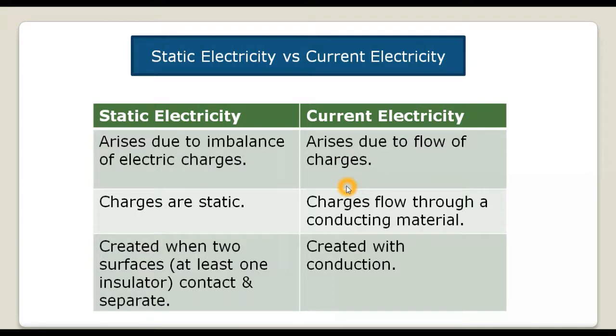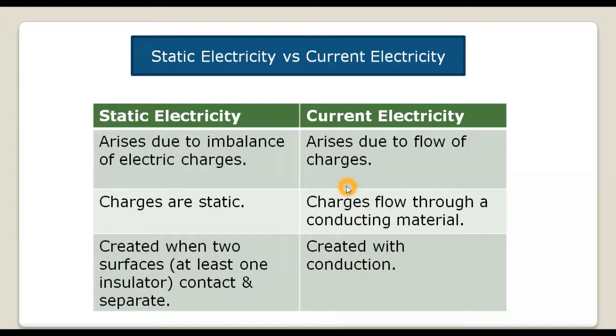So again, we have good as well as poor conductors of electricity. If you look at good conductors, they allow electricity to pass through them. That is why they allow the flow of charges through them. So charges keep flowing through that conductor, like a metal wire.